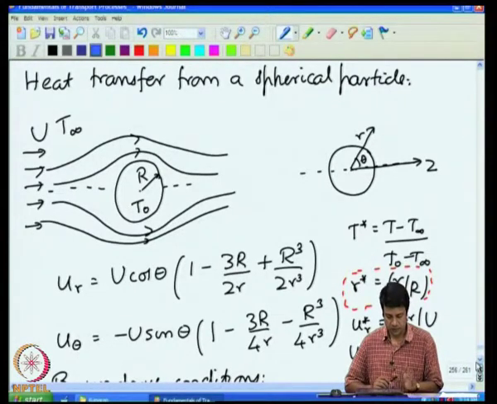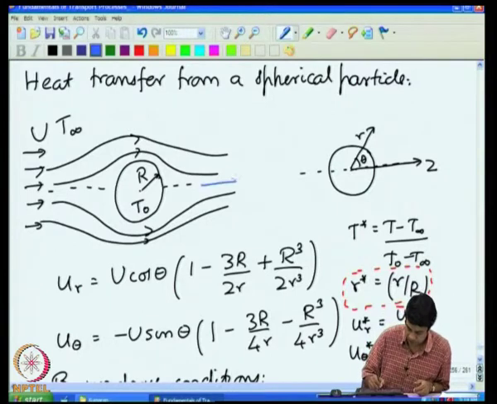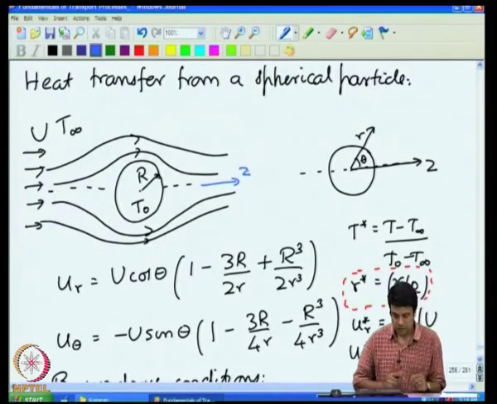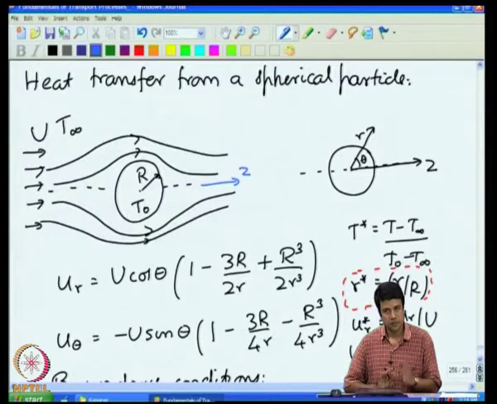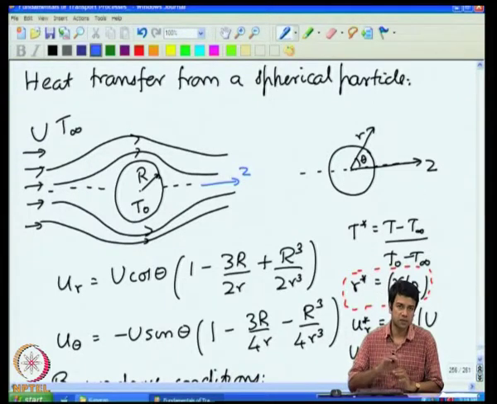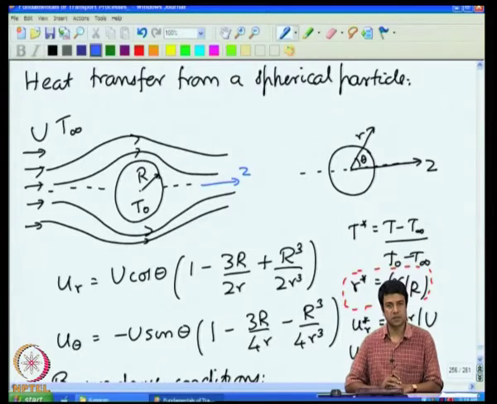The flow is of course uniform, equal to capital U in the streamwise direction. So, in this z direction, the velocity is capital U far upstream of the sphere. However, the streamlines get distorted as the fluid approaches the sphere because the fluid has to go around the spherical particle, which is at rest.